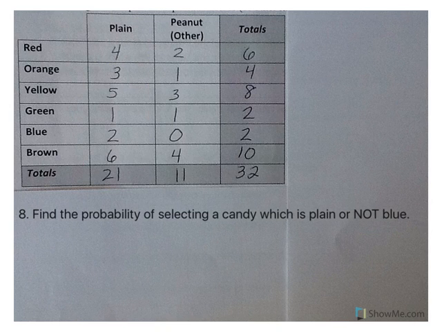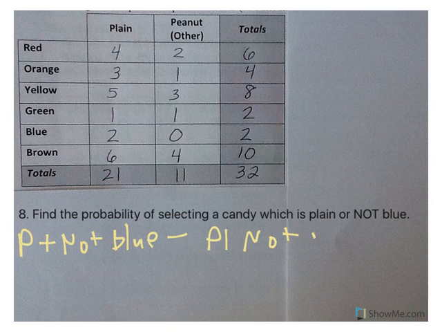And last one on this page, number 8. Find the probability of selecting a candy which is plain or not blue. So plain or not blue. Well, if we think about this, that's plain plus not blue minus the plain not blue. And you're like, wow, this is crazy. Well, not really. Let's think about this. Probability of picking a plain candy, that's not hard. 21 over 32.